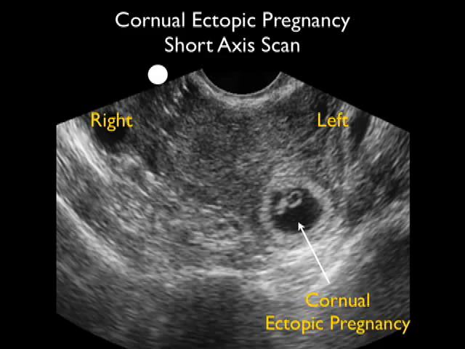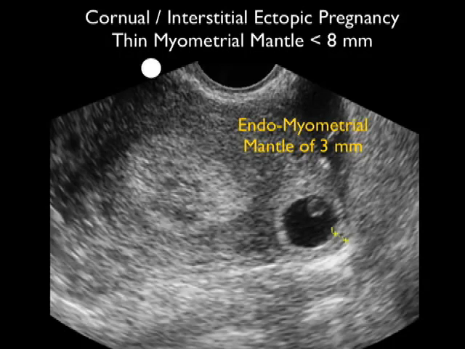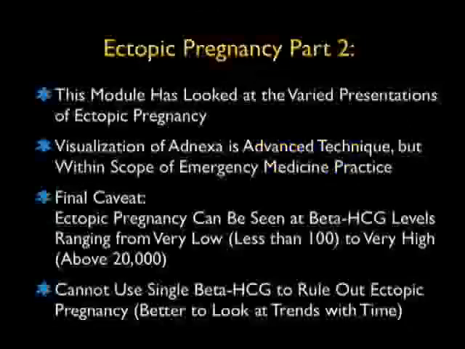And we see that it's located off to the side, way out to the left cornu, with a very thin myometrial mantle. If we actually put the calipers down and measure the myometrial mantle, we find it's very thin at 3 millimeters, defining an abnormal pregnancy. A normal pregnancy should have a myometrial mantle greater than 8 millimeters. Now this is a bicornuate uterus, so this is a cornual pregnancy. In a normal uterus, this would be known as an interstitial pregnancy.